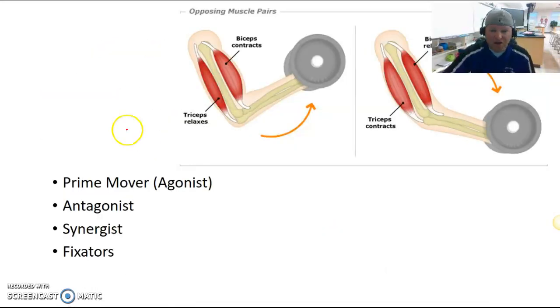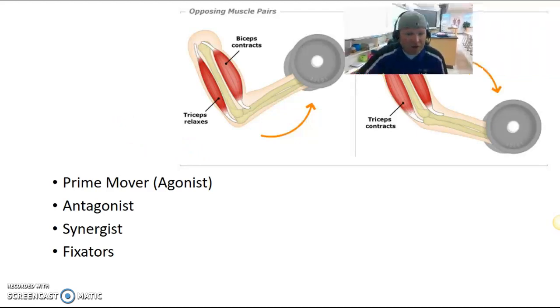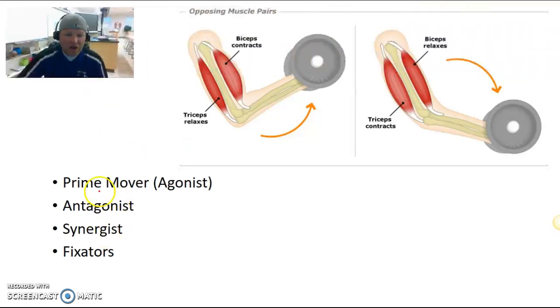All right, so now we are going to start on these ones. Primary mover, prime mover, which we also call the agonist, antagonist, synergists, and fixators. The easiest way to get these down is you have to remember that our muscles kind of oppose each other. They're kind of a pulley system.